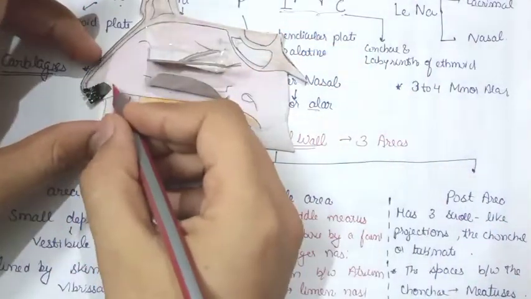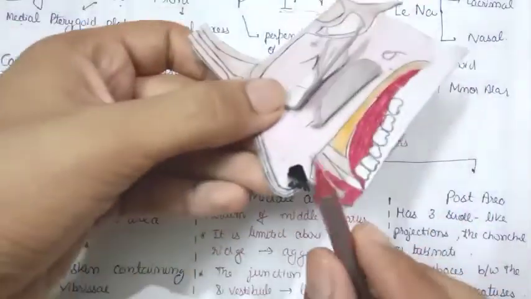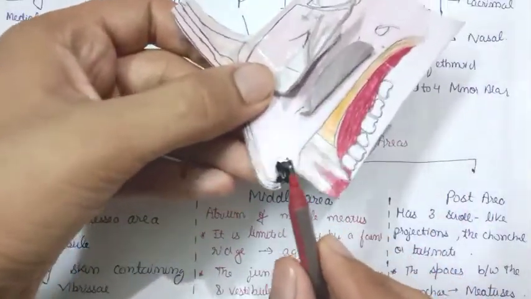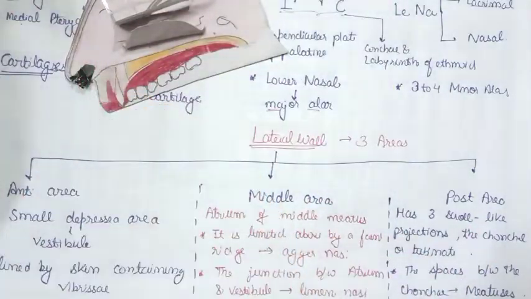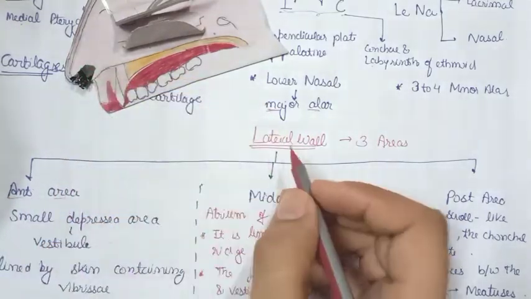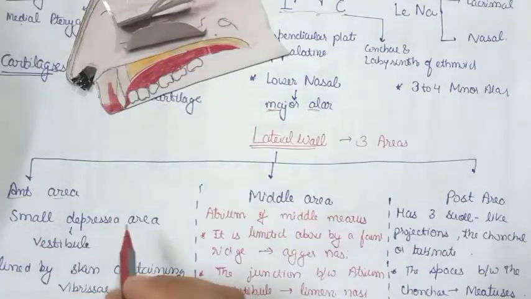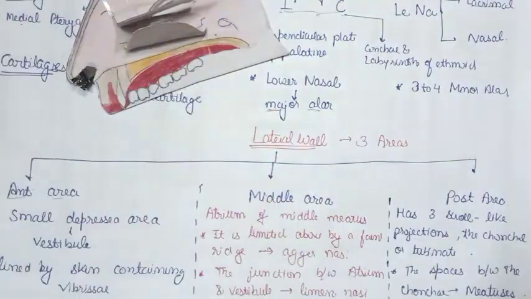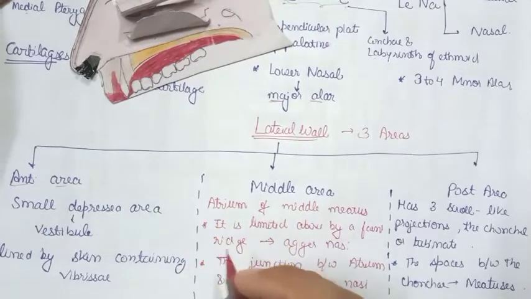So this black hair that you are able to see, these are all the hairs of the nose. Have a closer look. These are occupying the anterior area or the vestibule area. This is called the anterior area of the lateral wall. Here the anterior area of the lateral wall is a small depressed area, or the vestibule. I taught you about the vestibule when I talked about the nasal cavity, so you can relate this part with that video. It is lined by skin containing vibrissae.